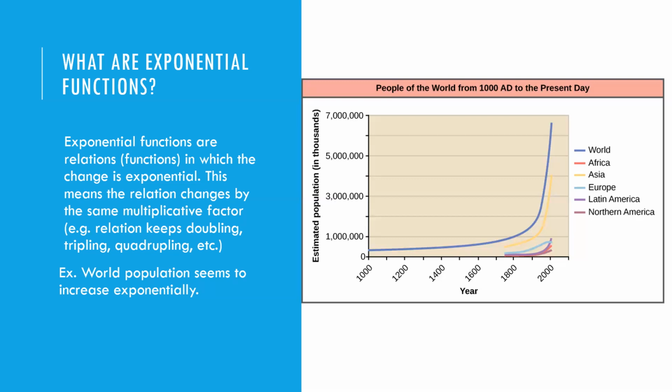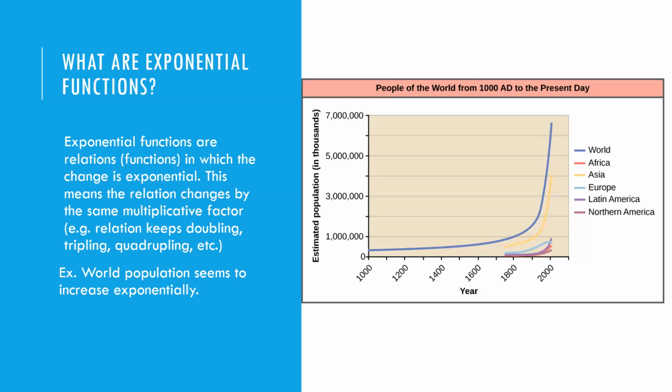So it's not changing by adding a certain amount each time, or even by a constant second difference. What we notice is that the y values will be multiplied by the same value over and over again. As an example, you could have a relationship that keeps doubling or tripling or quadrupling, whatever it might be. An example of something exponential would be world population.